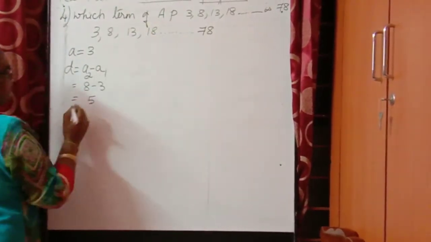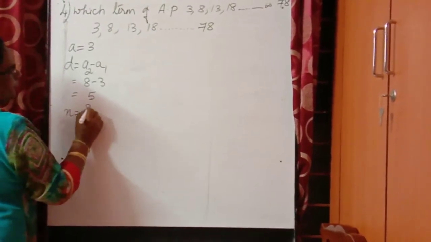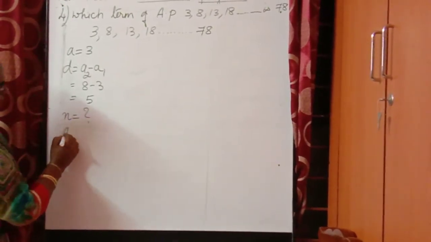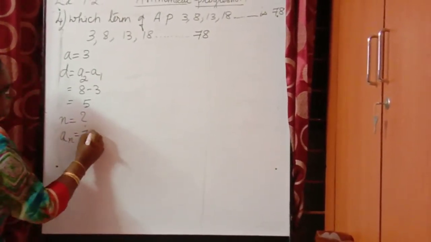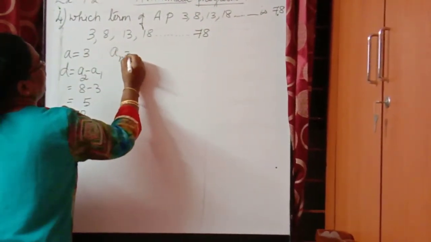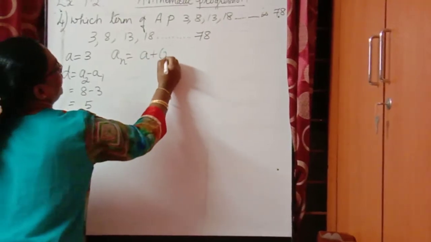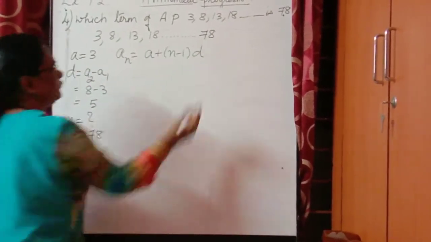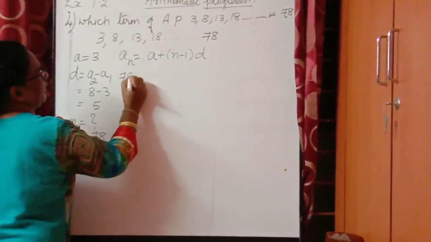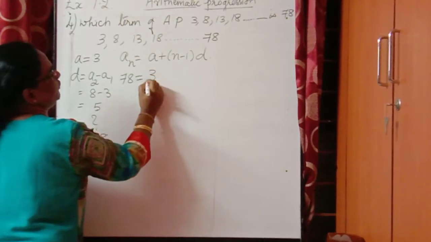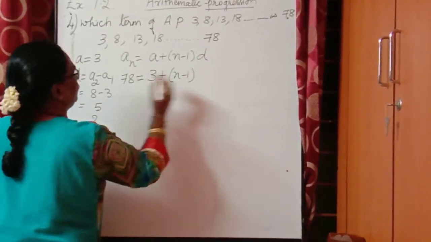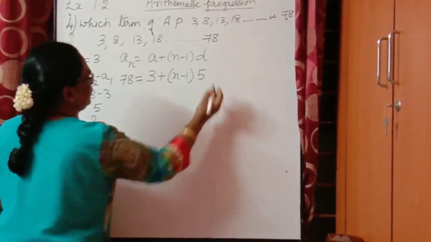Okay, last term is given. So the number of terms we don't know, you have to find out. But the last term AN is given. So put the formula: AN is equal to A plus (N minus 1) into D. AN is nothing but 78. 78 is equal to A, which is 3, plus (N minus 1), N we don't know, you have to find out, into D, which you know is 5.